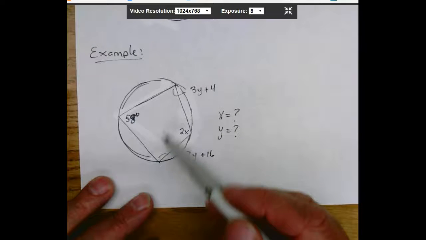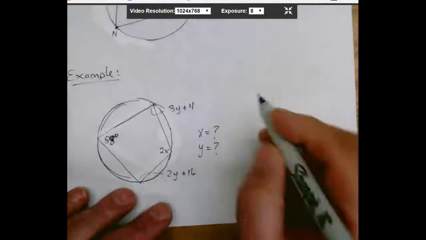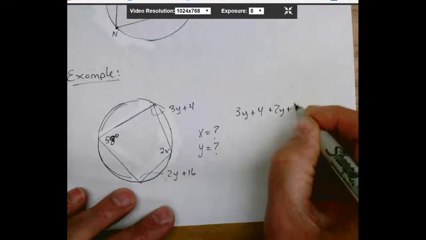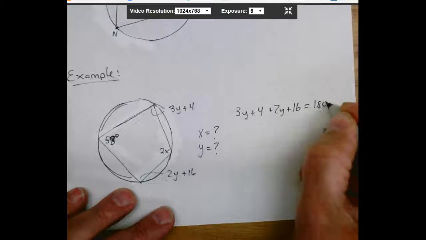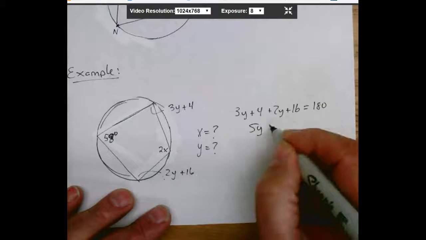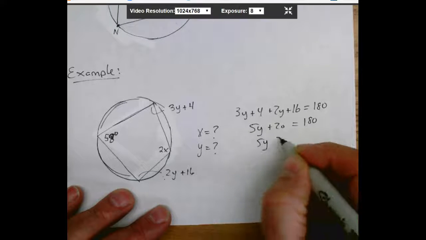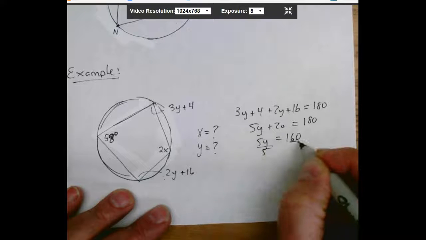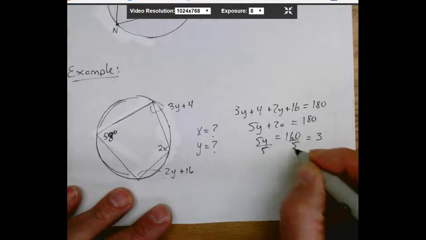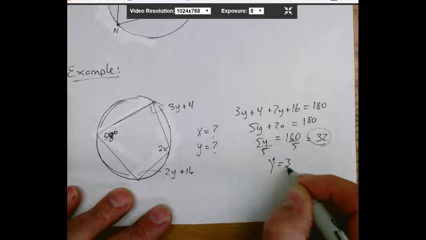Because we know that we add these two angles together, because they're opposites, they equal 180. So if we just do that, 3y plus 4 plus 2y plus 16 equals 180. Collect like terms. We got 5y plus 20 equals 180. We're going to minus 20. It's going to give us 160. Divide by 5, and it's going to give us 32. So y is 32.